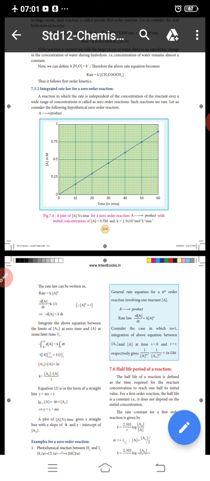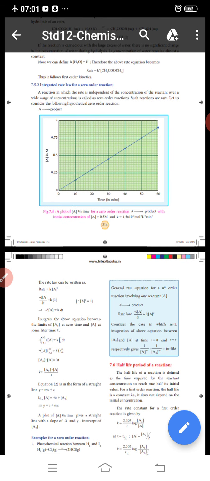A reaction in which the rate is independent of the concentration of the reactant, over a wide range of concentrations, is called a zero order reaction. Such reactions are rare. Let us consider the following hypothetical zero order reaction.